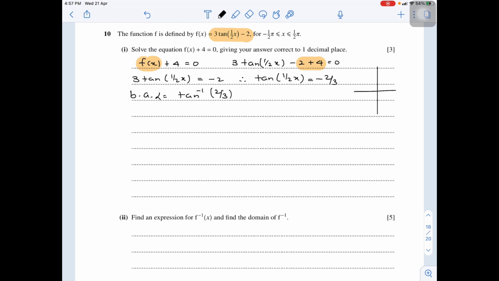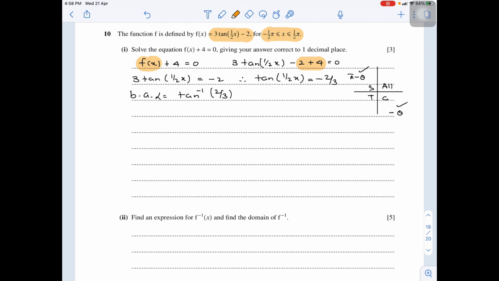Basic angle alpha is tan inverse 2 over 3. Remember, we do not need the negative or positive sign in the equation when we are writing basic angle alpha, which means it has to be positive only. So tan inverse 2 over 3. I have to decide using ASTC. Tan is negative in the second and fourth quadrant. Second quadrant is pi minus theta, and the fourth quadrant is negative theta.